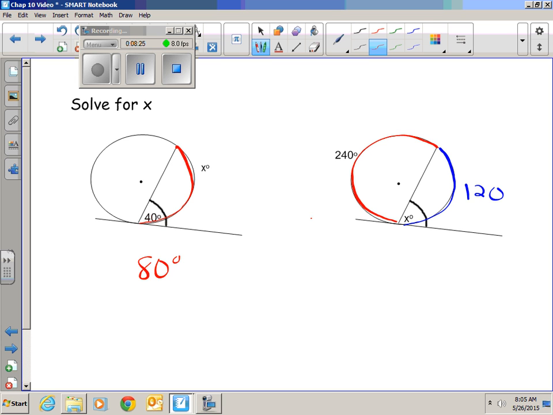Let's just look at this. This line right here is my tangent. Okay? This line right here in green is my chord. This angle, therefore, angle x is a chord tangent angle. It's half of its arc. The arc is 120, so the angle is 60.